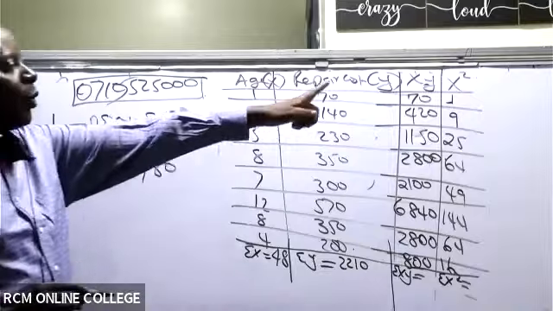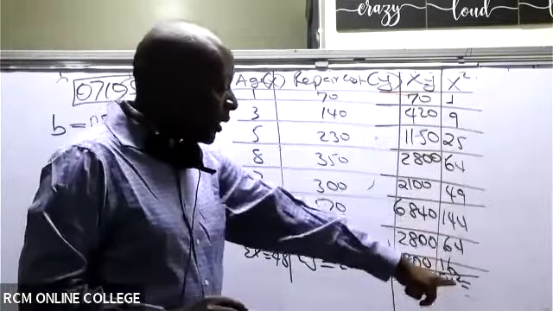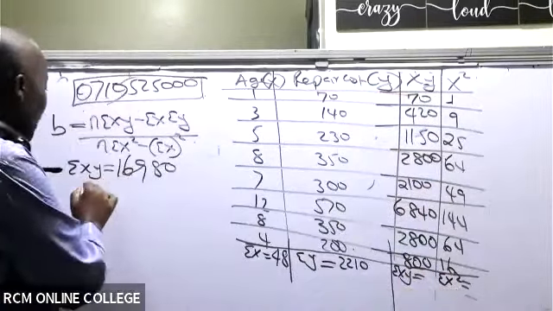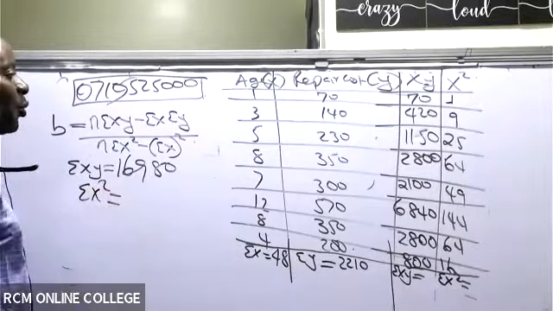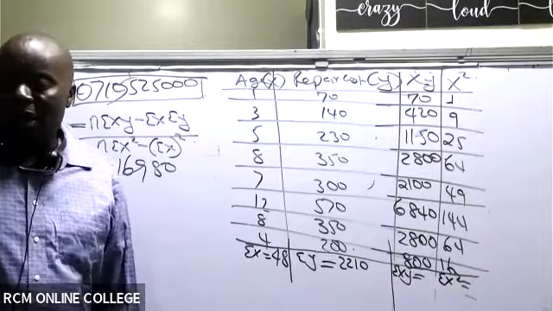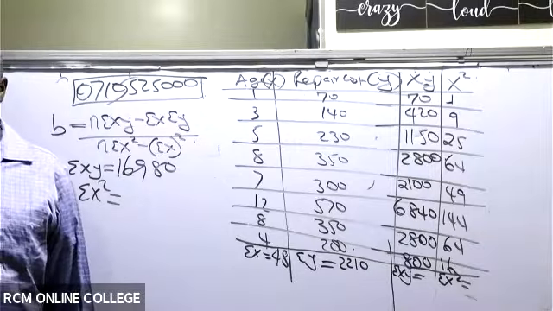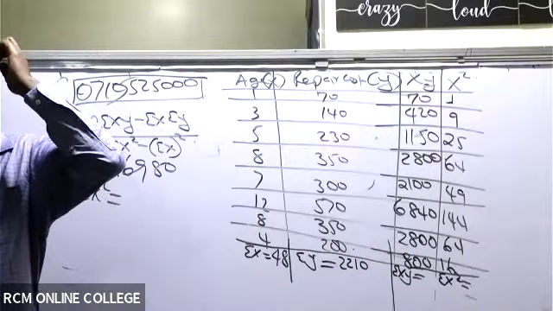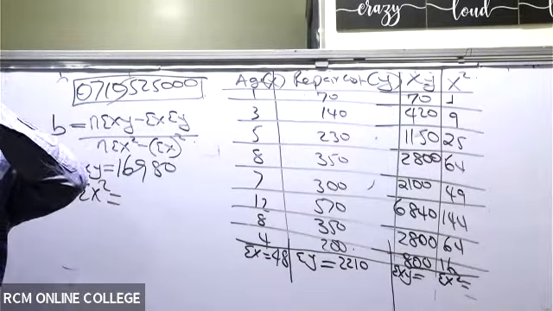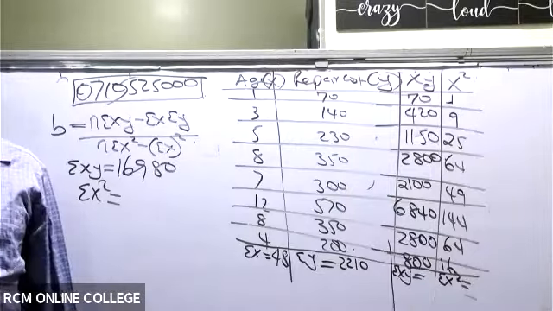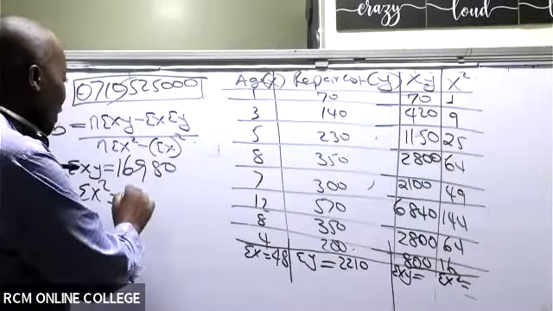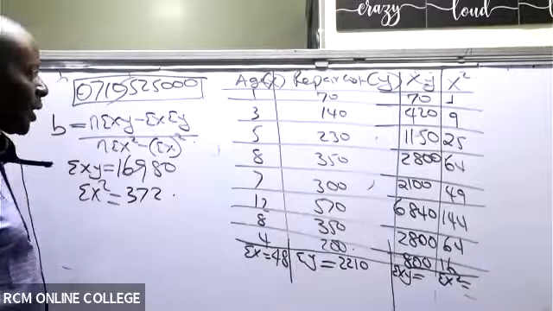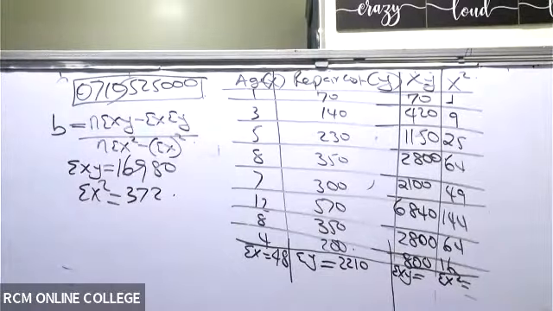And then lastly, we need the summation of x squared. Are you able to give me the answer? That's not a very hard one. That I should be able to get. According to Kevin, it is 372. We want another student to confirm that this 372 is correct. Gitari has confirmed. Thank you so much.